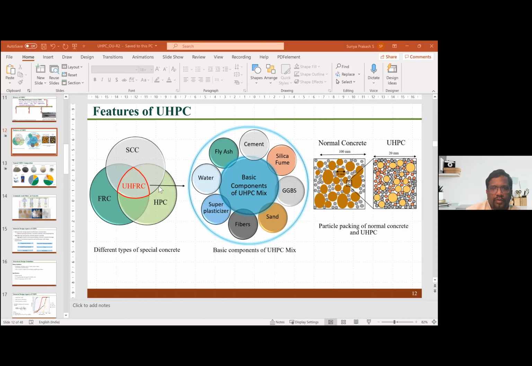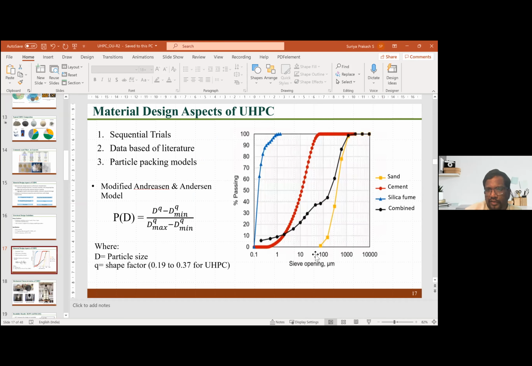Sir, which zone of fine aggregate do we use in UHPC? Zone per se, we try to use very fine. Let me see the particle size distribution. You can see here the size ranges from about 70 micrometers to as high as 2000 micrometers. So accordingly, you can see the zone.